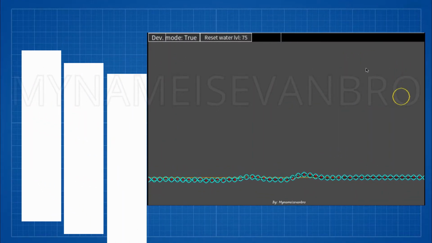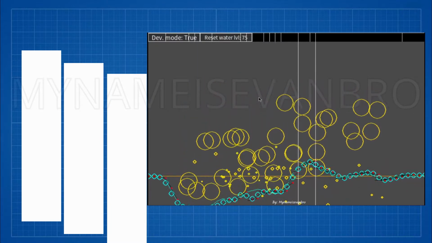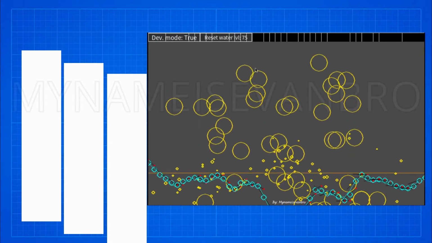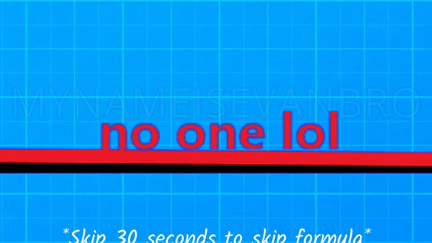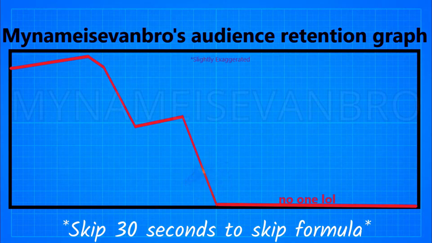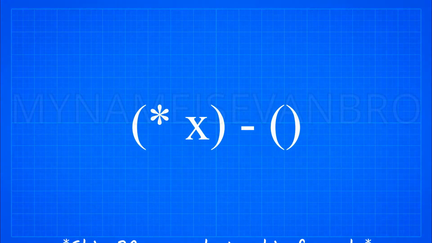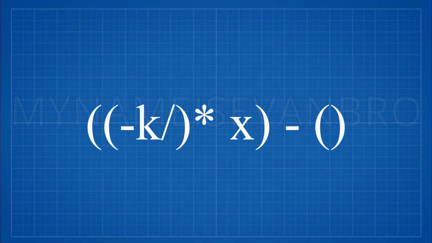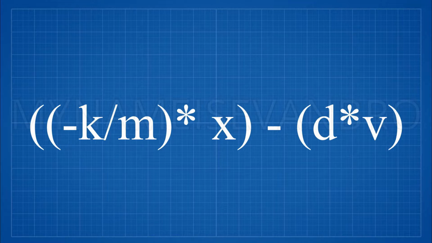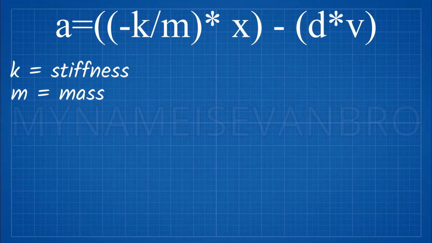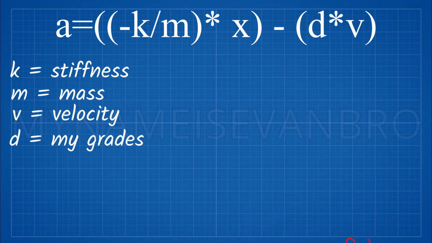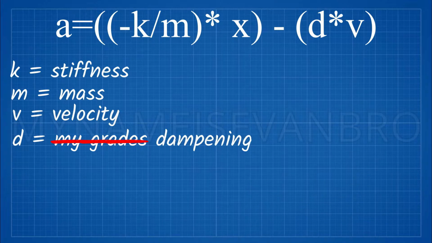But here is the math behind the springs. There are many formulas used, and I can rant about the science behind this, but then all of you would leave the video, so here is the formula for acceleration I used. The difference of the product of x multiplied by the quotient of negative k divided by m, and the product of d multiplied by v is equal to the acceleration, where k is the stiffness, m is the mass, v is the velocity, and d is my grades. Sorry, I meant d is the dampening value.